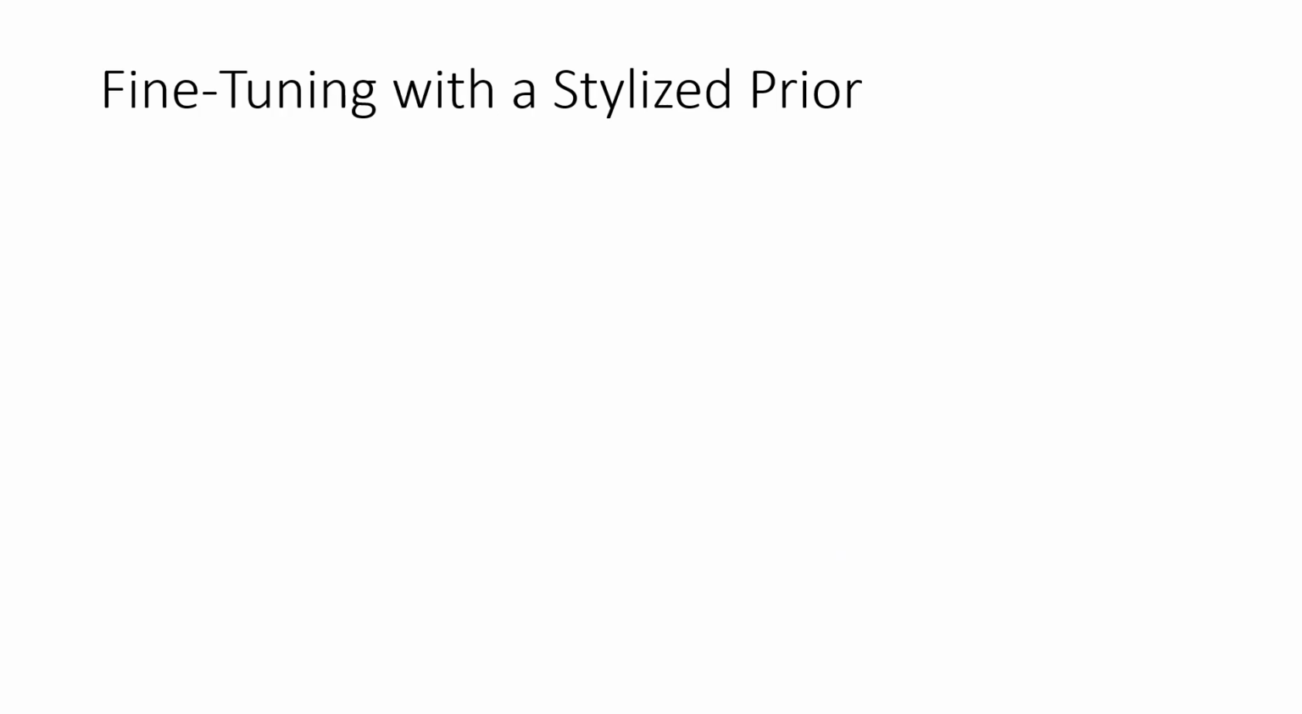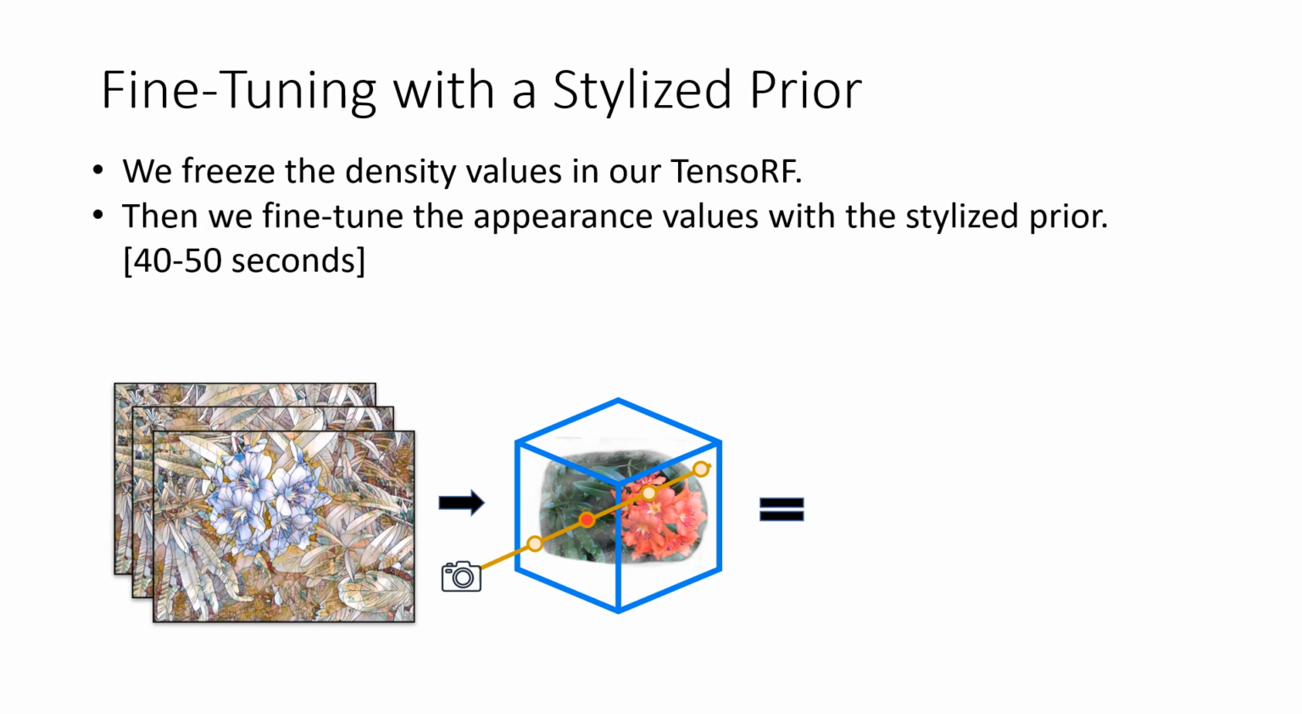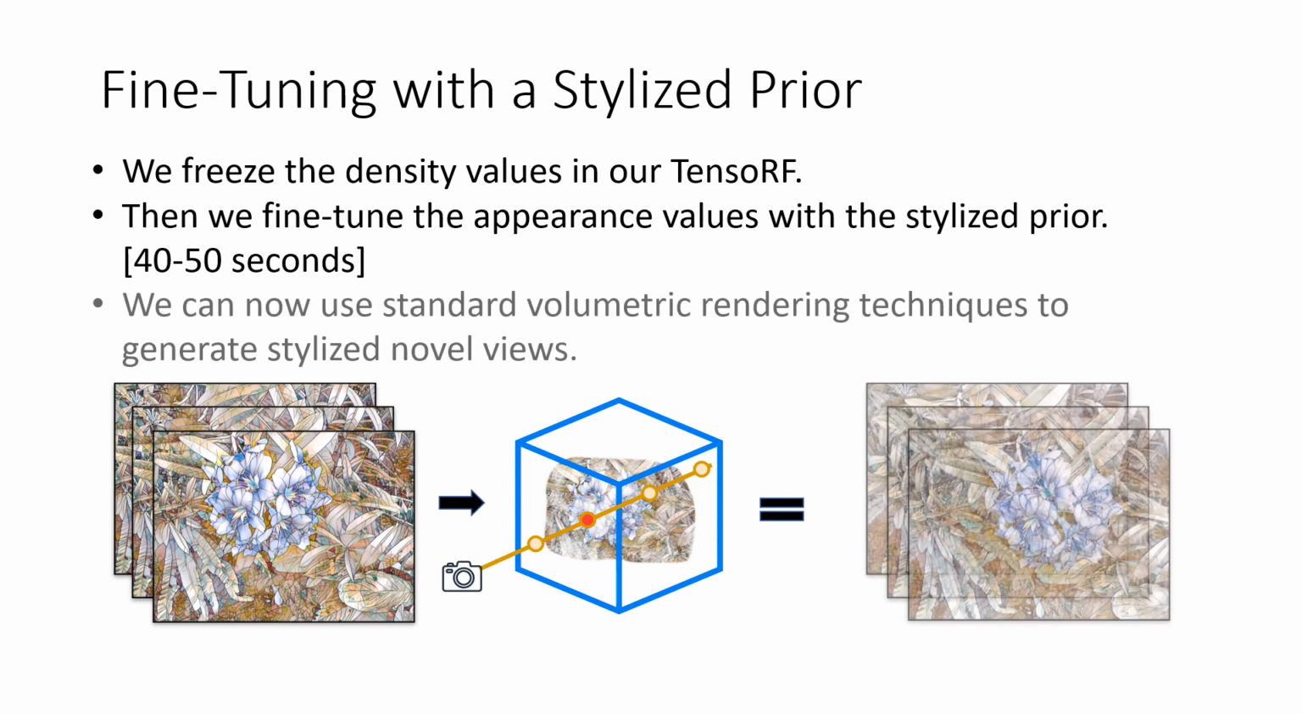We freeze the density parameters in a TensoRF and then fine-tune the appearance values for 1000 iterations, which takes 40 to 50 seconds. Now we can use standard volumetric rendering techniques to generate stylized novel views.